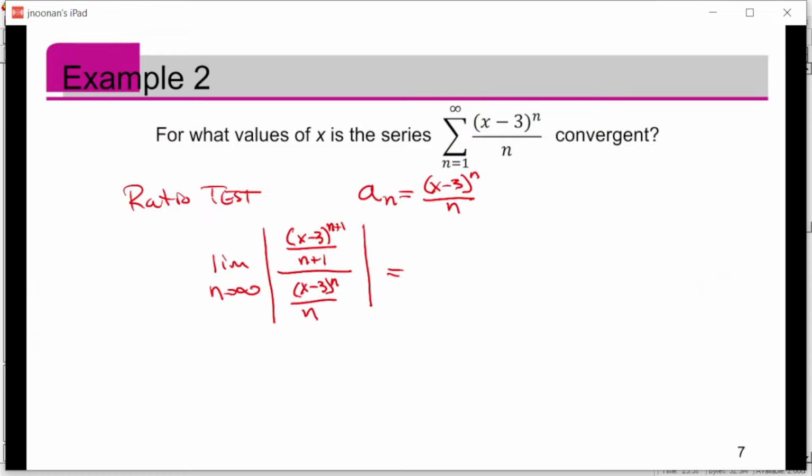Perfect. Okay, so like I said, Tony, I'm going to be more careful here. So you've got the limit as n approaches infinity. We're still going to do the same things we did before. X minus 3 to the n plus 1 times n over n plus 1 times x minus 3 to the n.